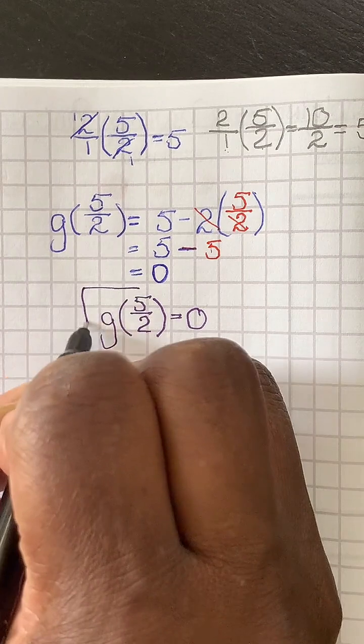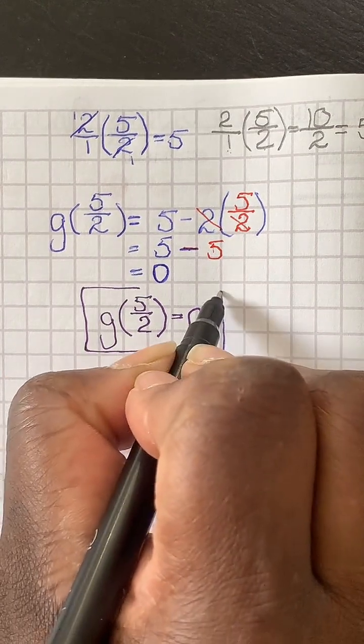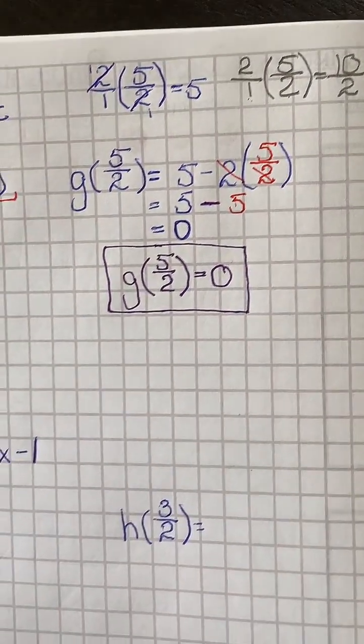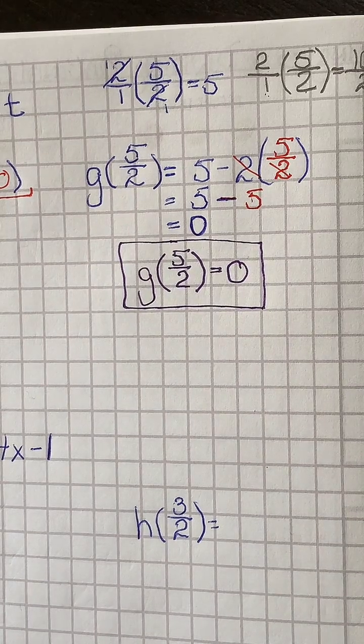Okay, so your g of 5 halves equals 0. That will be your final answer.